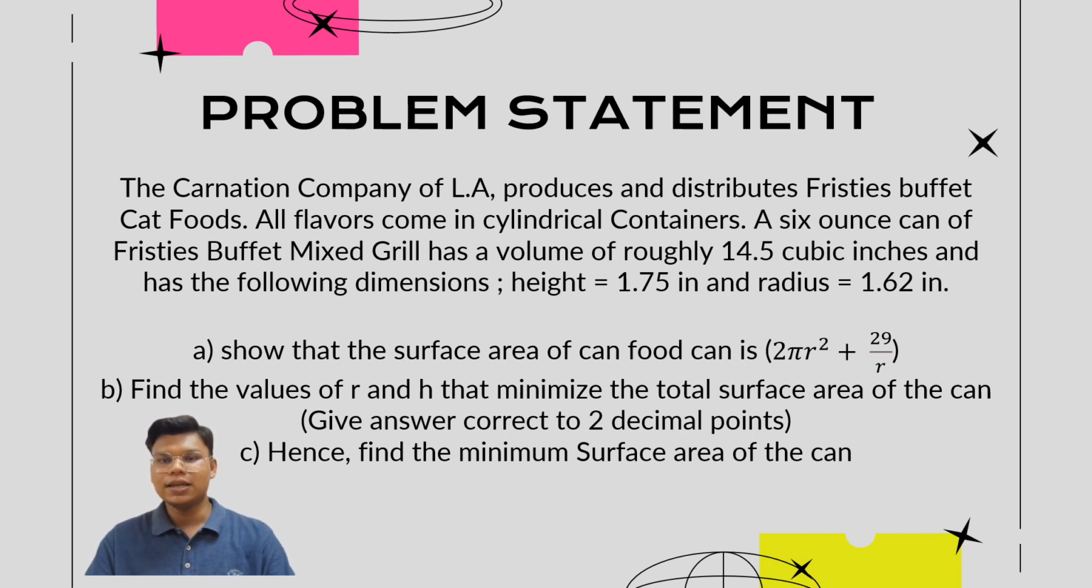The questions that we want to solve for this problem: the first one is to prove that the surface area of the canned food is equal to 2 pi r squared plus 29 over r. The second one is to find the values of r and h that minimize the total surface area of the can, and give the answer correct to 2 decimal points. And last but not least, to find the minimum surface area of the can.